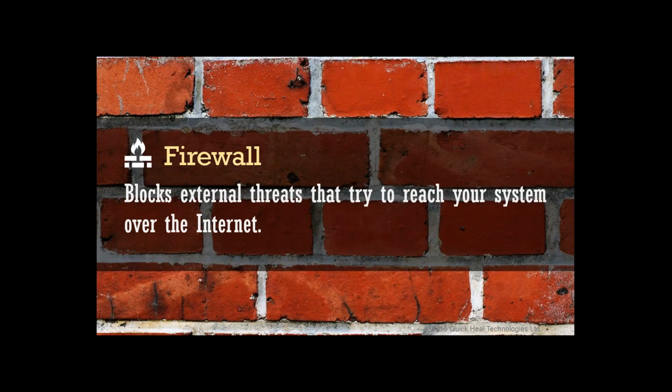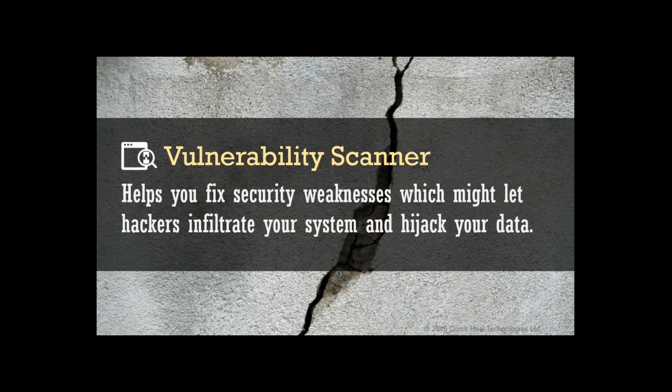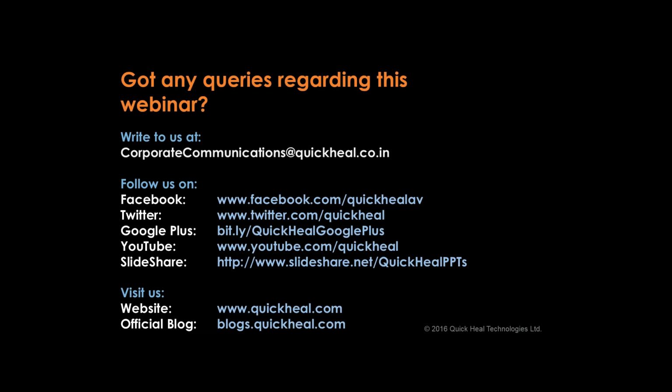Firewall. The firewall blocks external threats that try to reach your computer from the internet directly. Vulnerability scanner. Say, for example, if you have a security weakness in your computer, this vulnerability scanner helps you fix these security weaknesses, which might lead to a hacker infiltrating your system and hijacking your data.